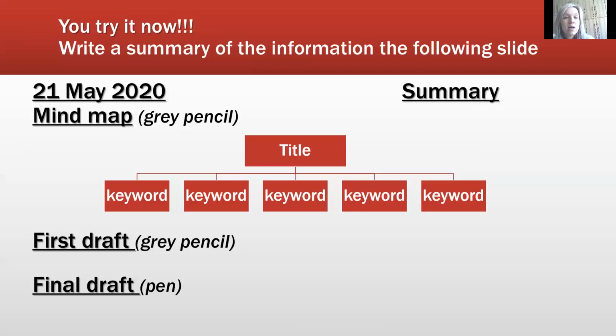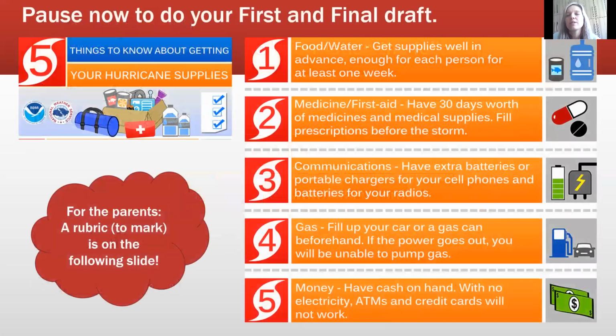When we're back at class, I will mark it then, but for now, they can just read through it, and I'll show them what they can do, how to mark your work properly. Okay, so for now, they can just read through it. It will make sense just now. Okay, so this is what you are going to write me your summary about. Things to know about getting your hurricane supplies.